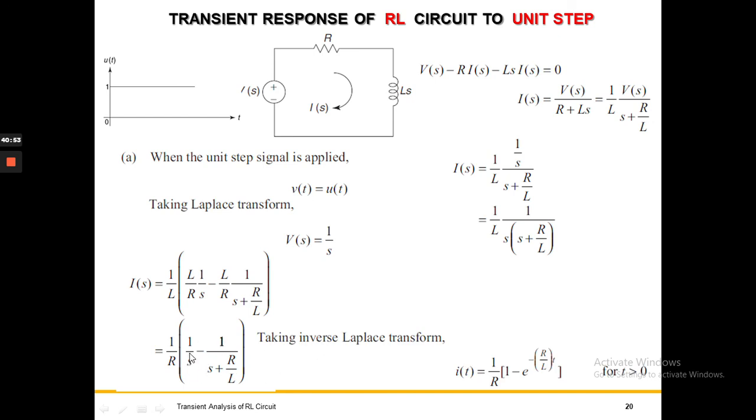The inverse Laplace transform of 1 by s is unity. The inverse Laplace transform of 1 by s plus a is e raised to minus at. Here a is r by l, that is the time constant. This r by l, the time constant, will determine how fast the current will decay. This is 1 minus e raised to minus at, so this will be exponentially increasing. Naturally, you are suddenly applying a step voltage, so current will start from 0 and increase steadily.